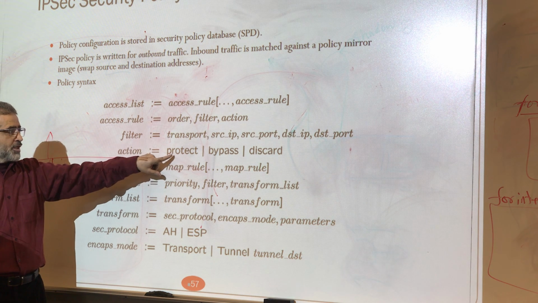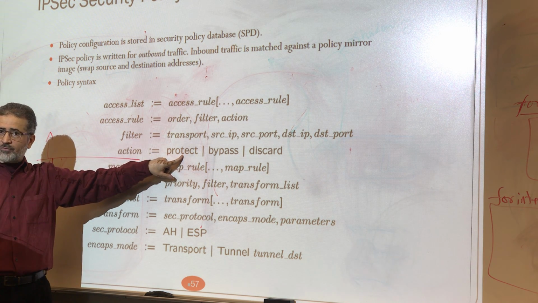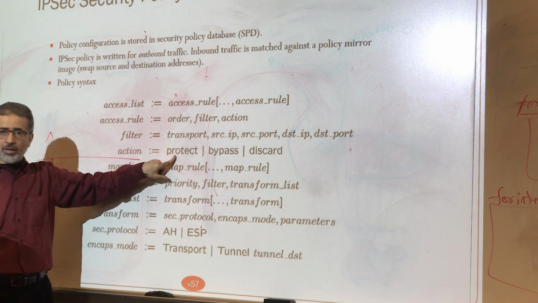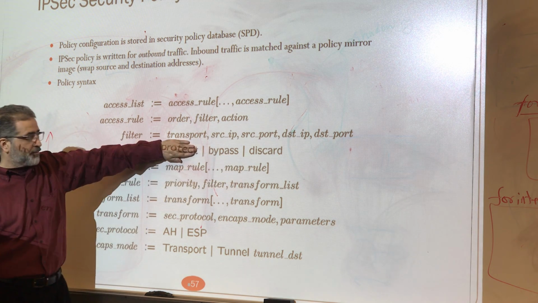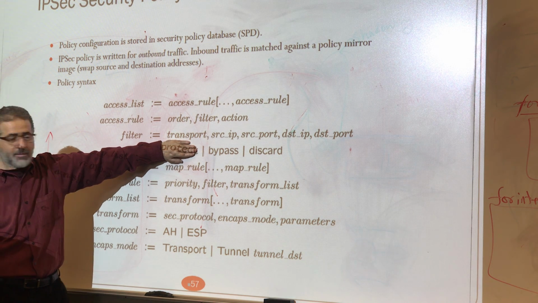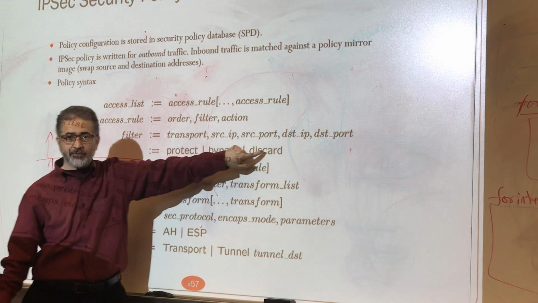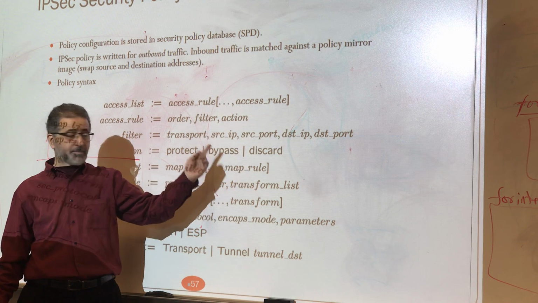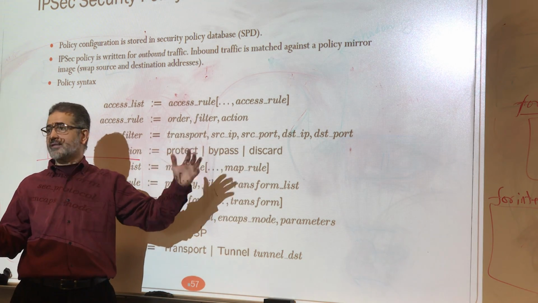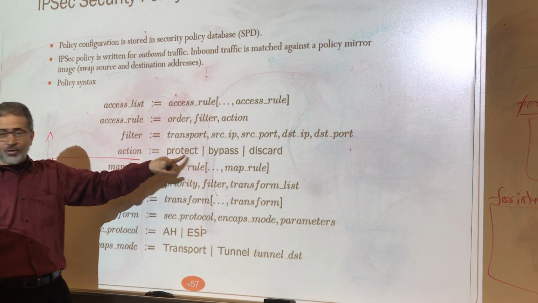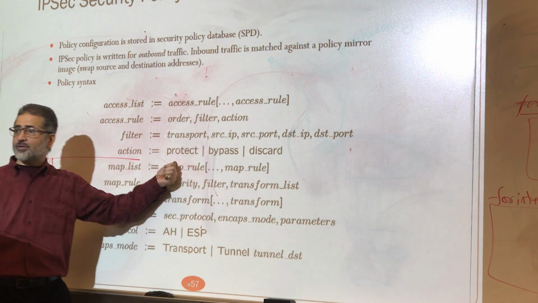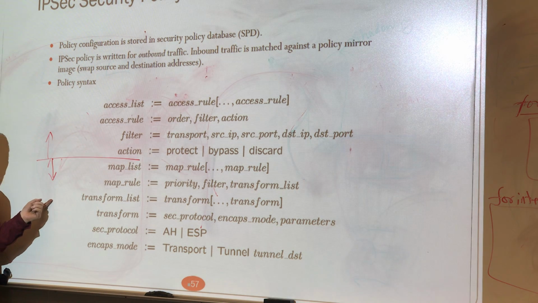It has three actions. When you define an IPsec rule, you either say I want to protect, bypass, or discard. Bypass and discard are the same as in a firewall. Bypass means allow, discard means deny. If the packet is bypassed or discarded, this IPsec will act exactly as a firewall. But you have a third option: you are not discarding, you are not bypassing, you are protecting. That means you have to go to the map list to see how to protect, and you have to choose AH or ESP.